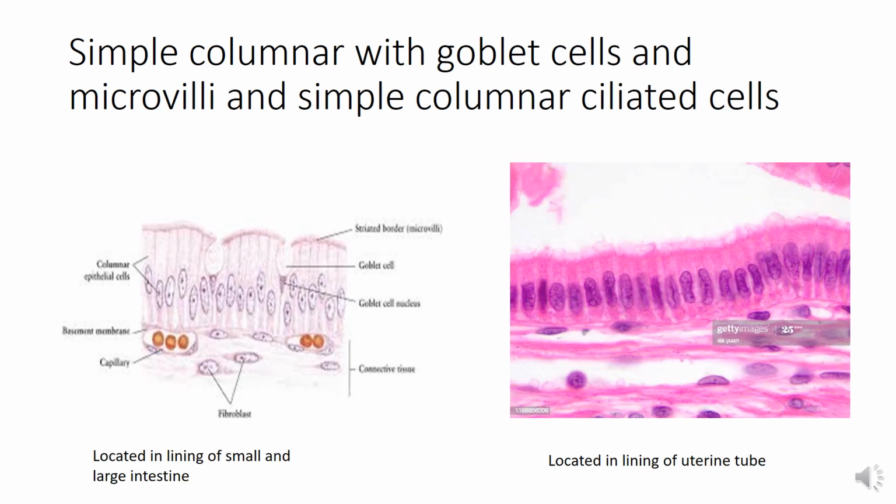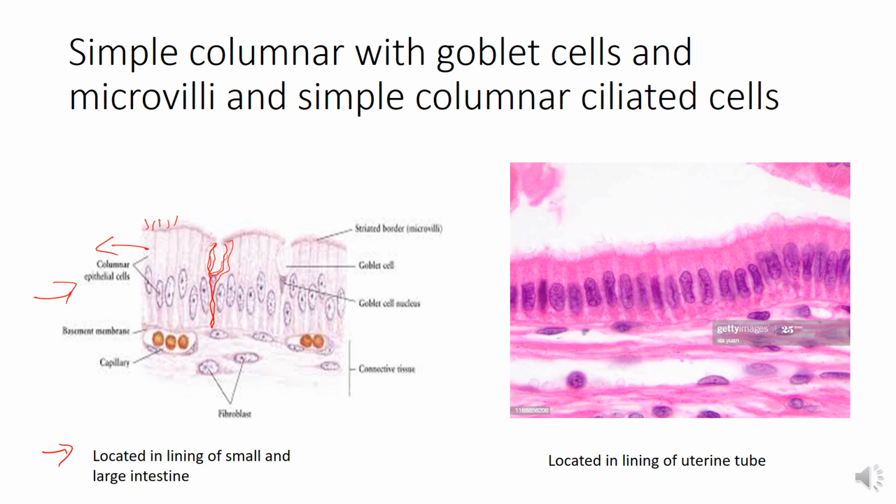The simple columnar epithelium is divided into two types: simple columnar epithelium with goblet cells and microvilli. You can see here that on the surface of these columnar cells lie the microvilli, and the epithelium has goblet cells. You can see here the goblet cells. So this is simple columnar epithelium with goblet cells and microvilli on their surface. This is one type, and it is present in the lining of the small and large intestine.